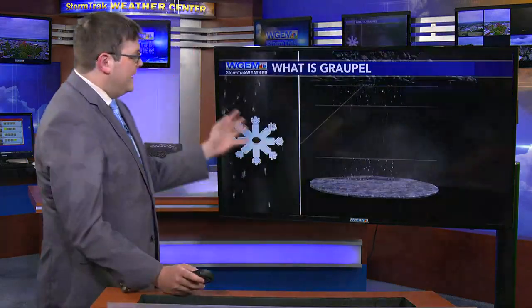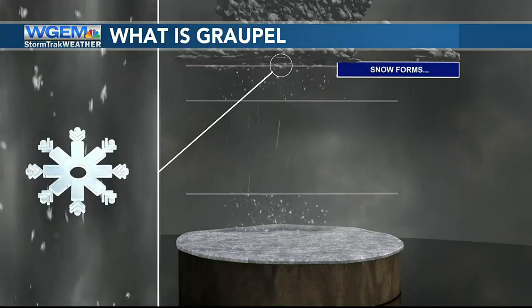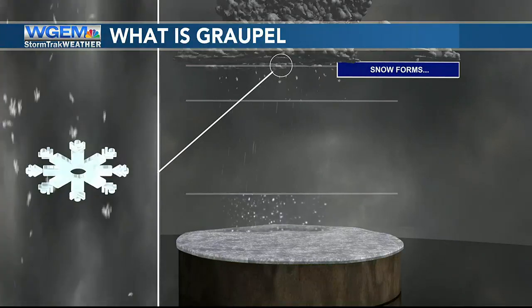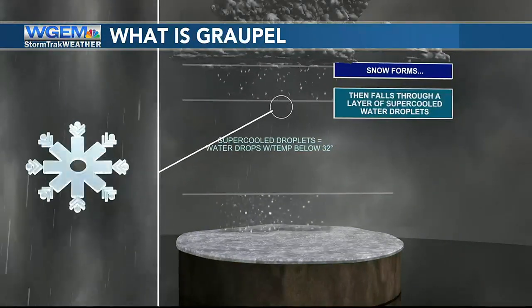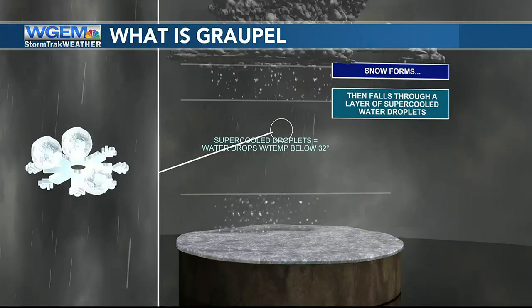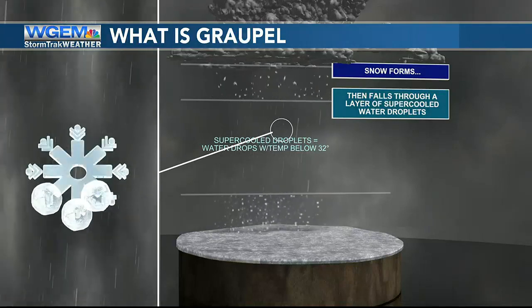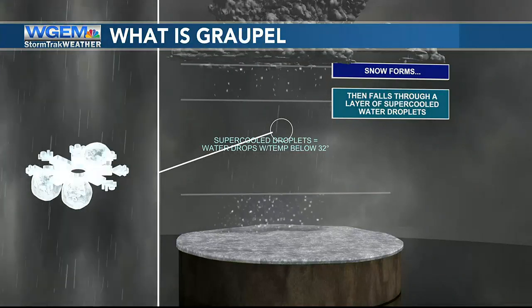Well, as we take a look here, precipitation starts off in the sky as snow. It's very cold up where those clouds are, so it's beginning to fall down out of the clouds as a snowflake. Then it's going to encounter a layer of some warmer air. So it falls through that layer where the snowflake begins to melt into a water droplet, still a very cold water droplet, right at or below 32 degrees, the freezing mark.